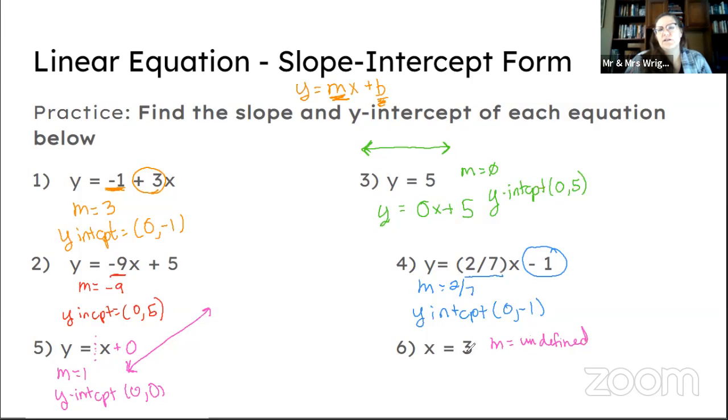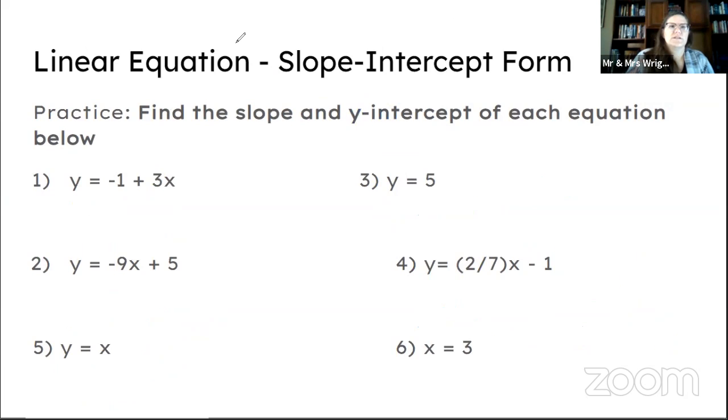Okay. And in this case, it is a vertical line, x equals 3. It's also not going to cross the y-axis. 1, 2, 3. It's never going to cross this y-axis here. So there is no y-intercept for any vertical line unless it's x equals 0. And then it's every single possible answer.